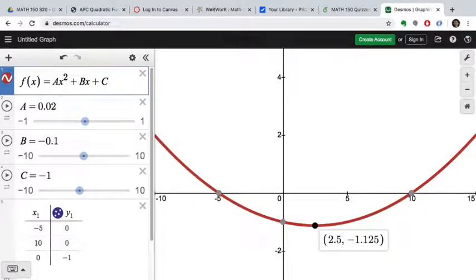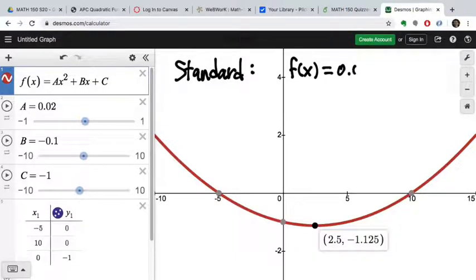Once I pick an A, B, and a C, I actually get one, and only one, quadratic, one parabola. And that parabola is going to have a vertex. So A, B, and C will determine the vertex, but it's not clear from this how that happens. And so here's my observation. We're going to want to be flexible enough to understand the same parabola in 3 different algebraic disguises. The first one is called the standard form, where A, B, and C play the roles that they play here. So 0.02 times x squared minus 0.1 x minus 1. That's the standard form for this parabola.